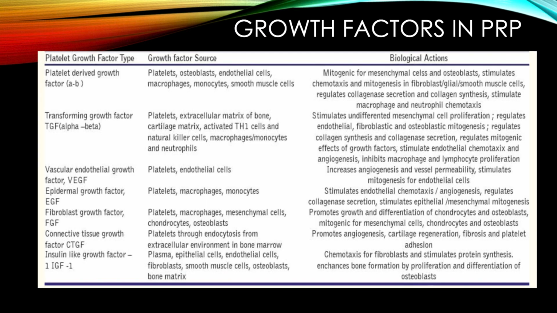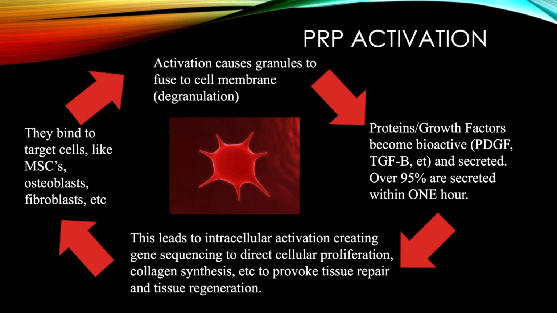We're not going to go through all this, but suffice it to say there are about 7, and some people say 12, growth factors in PRP. Here are the predominant ones: platelet-derived growth factor, TGF-beta, VEGF, epidermal, fibroblast, connective tissue growth factor, and insulin-like growth factor. And this is predominantly where the bioactive effects of PRP come from, these particular growth factors.